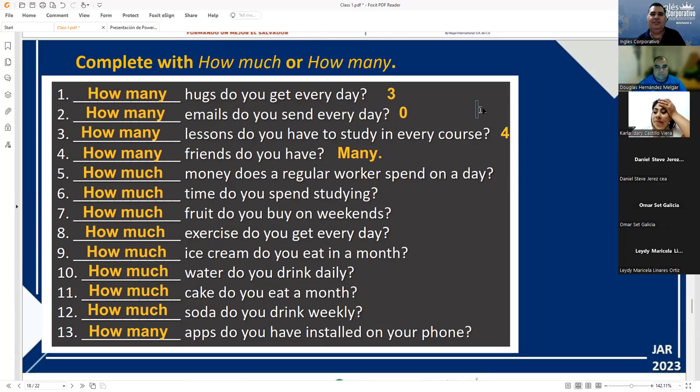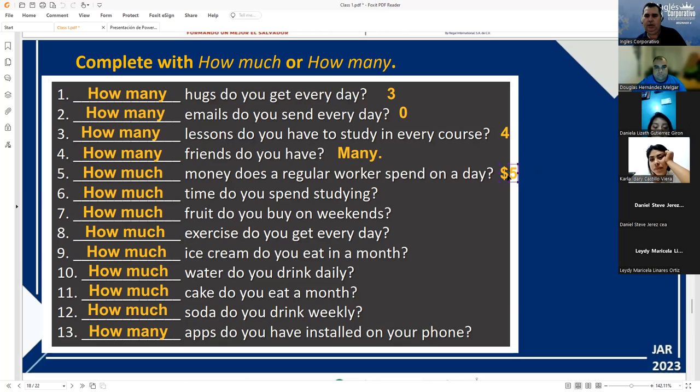Five friends. Okay. One friend. Okay. Three friends. Okay. Excellent. How much money does a regular worker spend on a day? Maybe $5. $5, right? Yeah, probably.